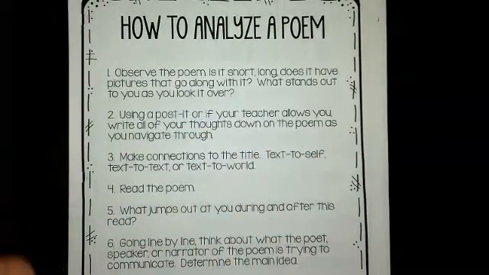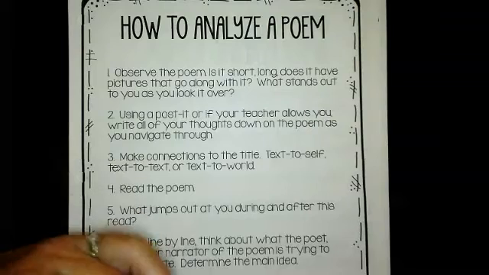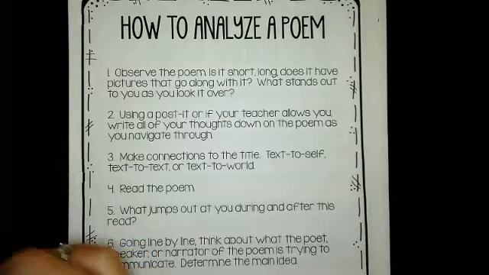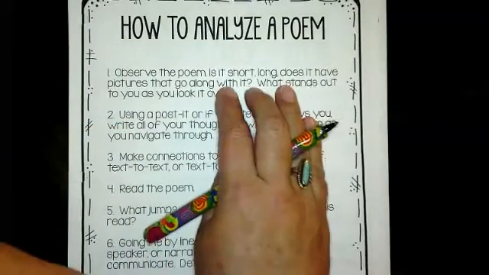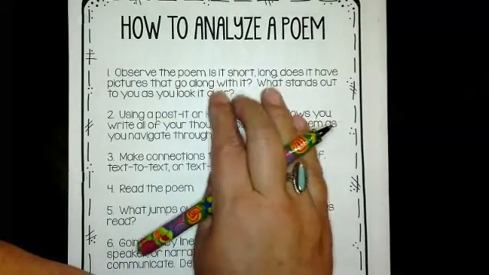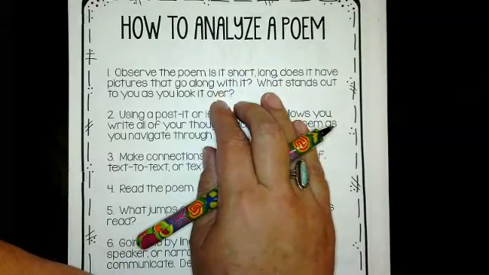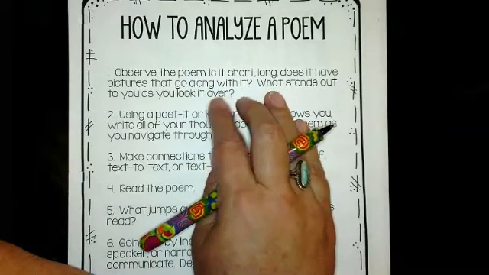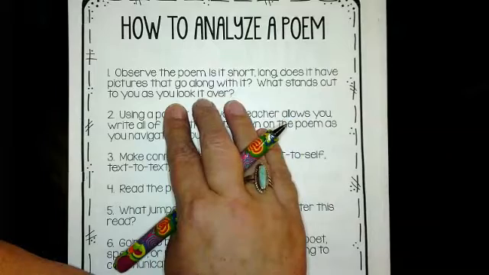Just look at it, not reading it, just looking at it. Is it short? Is it long? Does it have pictures that go with it? And what stands out to you as you look over it? So some poems will have interesting ways that they've written a word to show movement, or some poems will have a super long line and then a super short line. It kind of depends on how the poet was feeling when they wrote that. And they did what they did for a specific purpose.